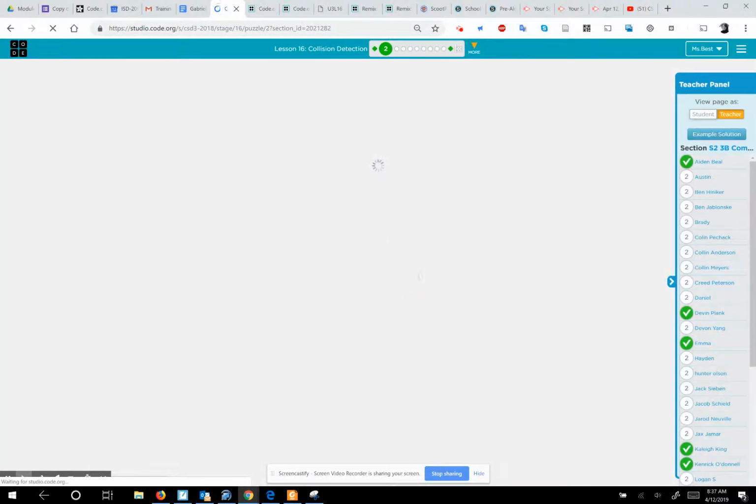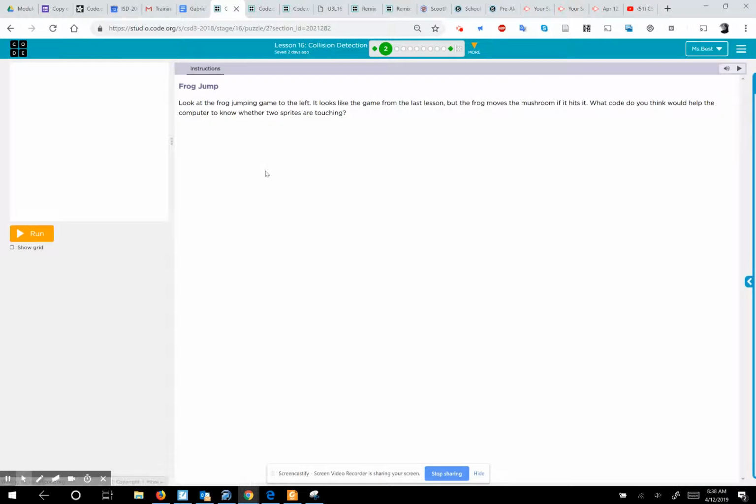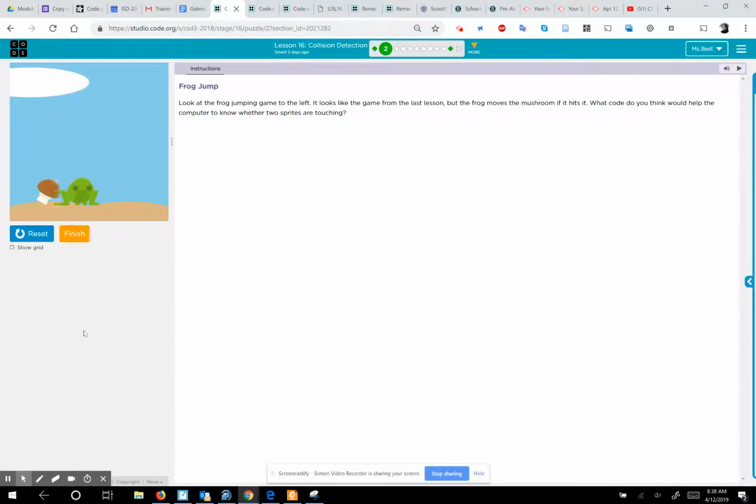Now, as you start looking at level number 2, basically what it wants you to do is just look at this and experiment. What do you think would help the computer to know when they're touching? So you watch it a little bit, see what's happening. Really, in this lesson, there's not a lot that you need to interact with on the screen. This is meant that you're working with a partner and you're talking about what is occurring here.